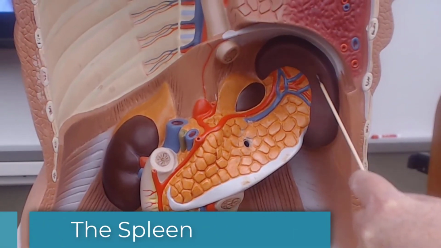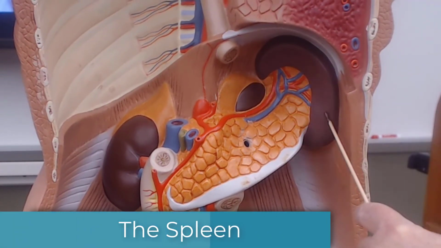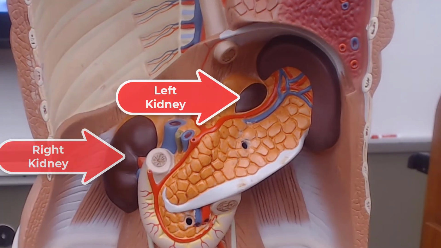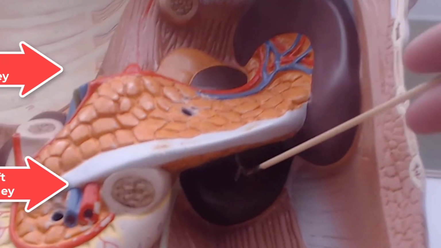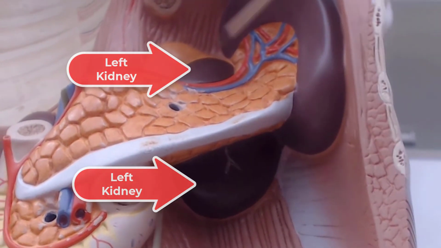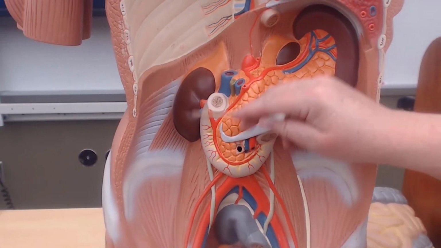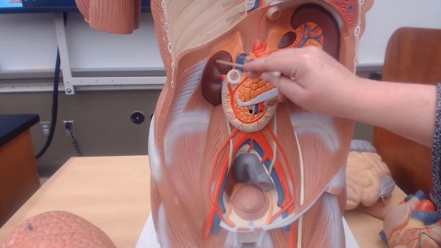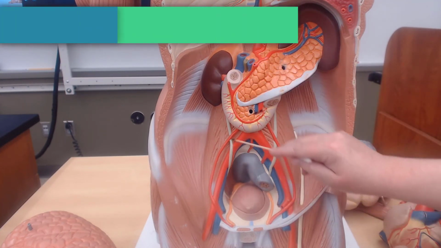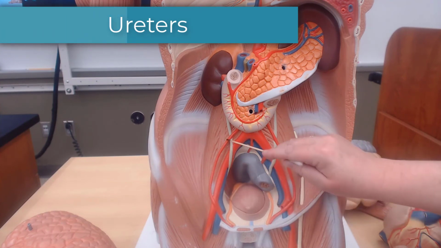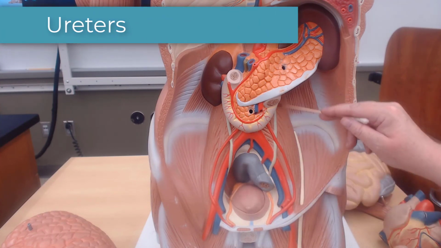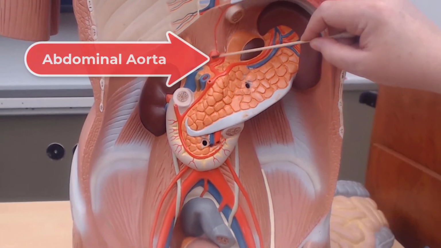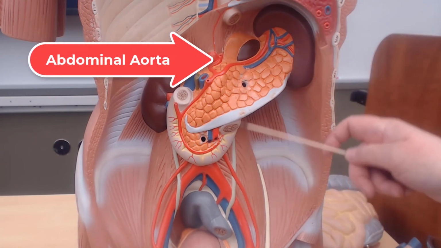So this structure here is the spleen. This is the right kidney, and this is a portion of the left kidney. Can't really tell, it's really dark. Okay, and then there's the rest of the left kidney. Urine from the kidneys is going to travel to the bladder. So this is the bladder, and how it gets from the kidneys to the bladder is through the ureters. So this is the right ureter and the left ureter. The abdominal aorta, you can only see a little tiny bit of it here. It's going to continue behind these.